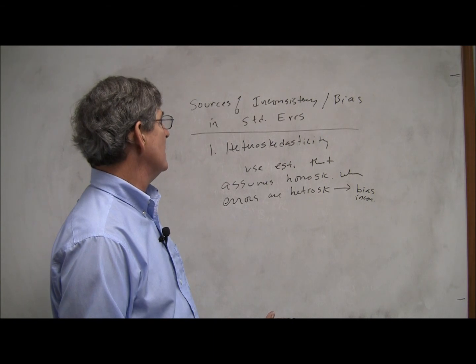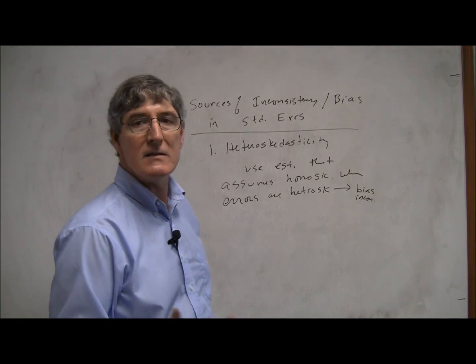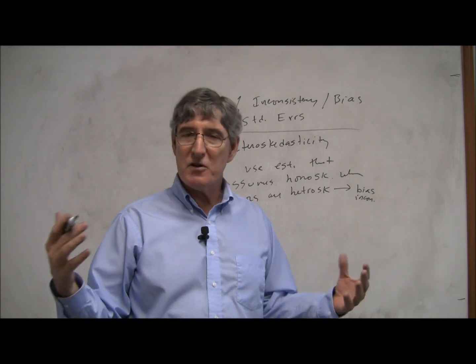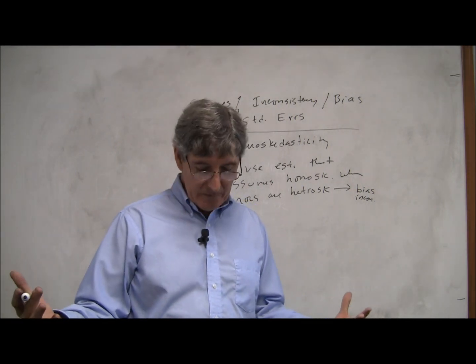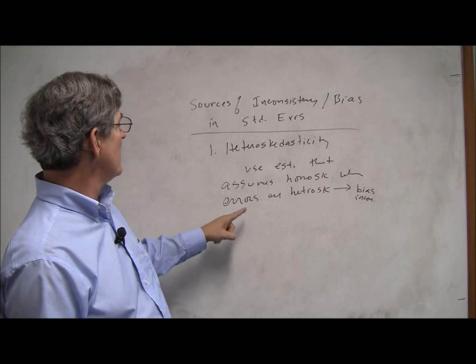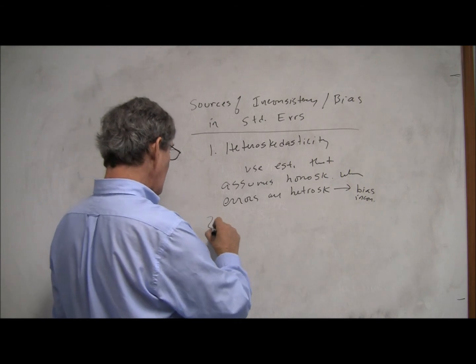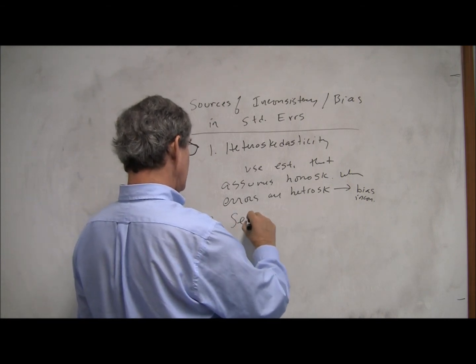But heteroscedasticity is a really common problem in economics, and so it's best just to assume you have it unless you're really, really sure you don't. And so this is one way in which you could run into trouble if you push the wrong buttons on the computer program. The second one is something called serial correlation.